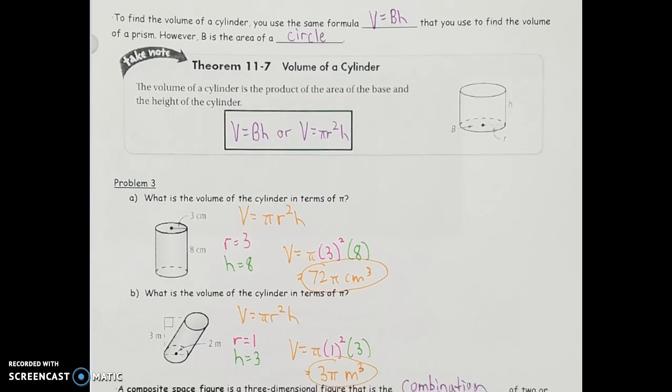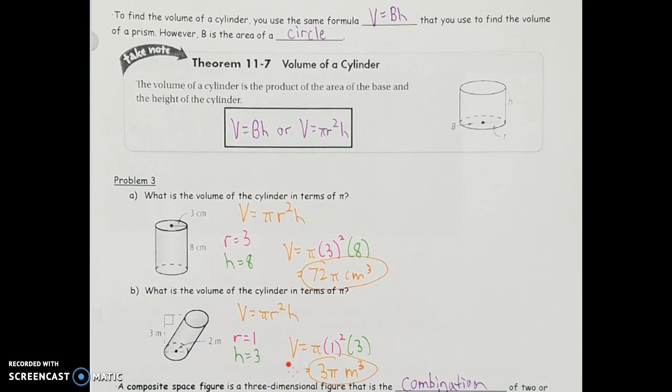Same idea if I have an oblique prism in the next example, still pi r squared times height for the volume. This time we just got to be a little bit careful. It's labeling 2, but that's a diameter, so that means our radius is half of that. Our radius is 1. And our height is still 3 as long as it's perpendicular from one base to the other. So if I substitute those in, pi times 1 squared times 3, that just gives me 3 pi, and that would be in cubic meters.